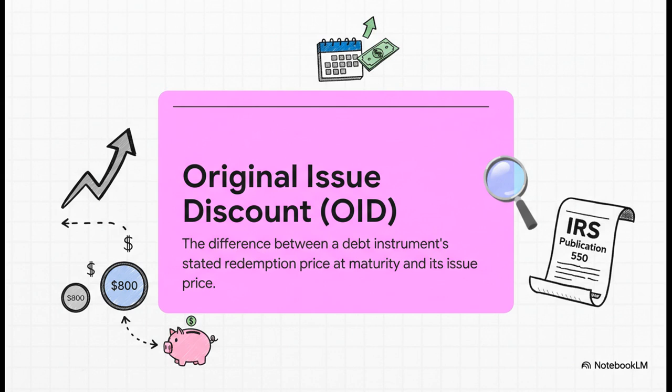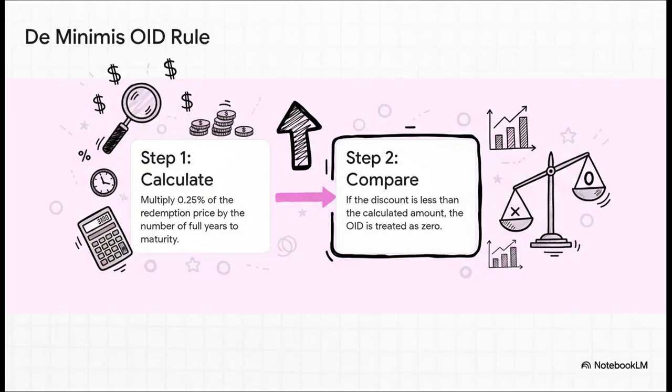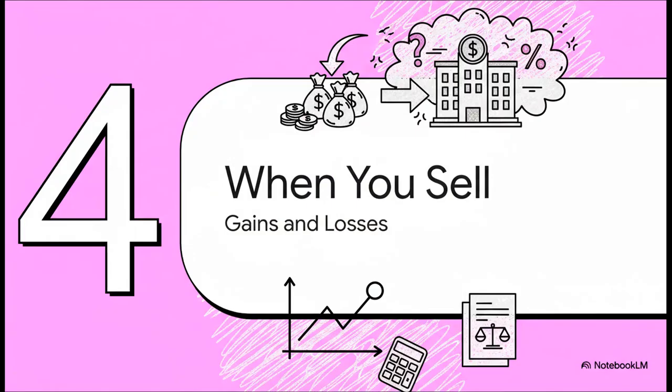And it's treated as interest that you have to report over the life of the bond, even though you won't see that cash for years. The good news is, the IRS has a rule for tiny amounts of OID. It's called the de minimis rule. If the discount is really small, less than 0.25% of the face value per year, you can basically just treat it as zero and not worry about reporting it as it accrues. Pretty handy, right?